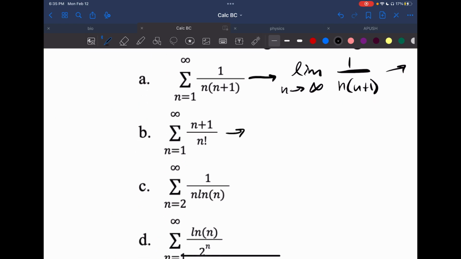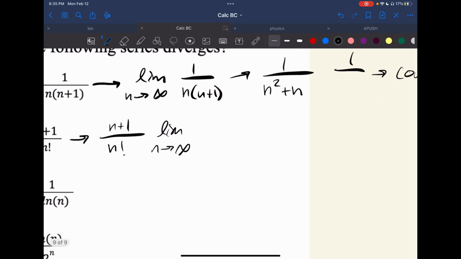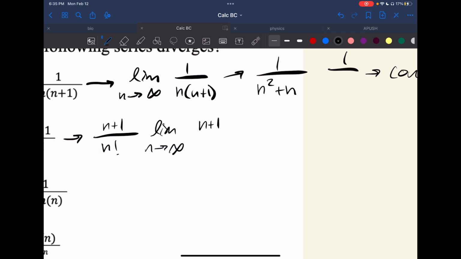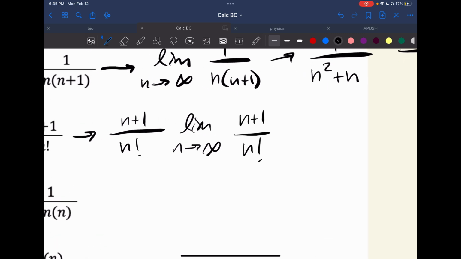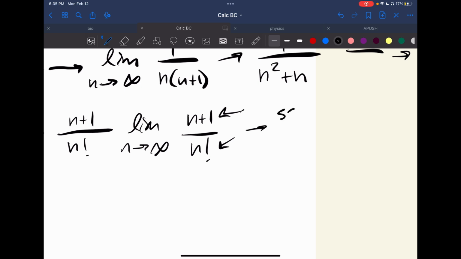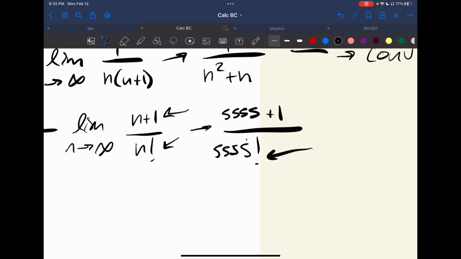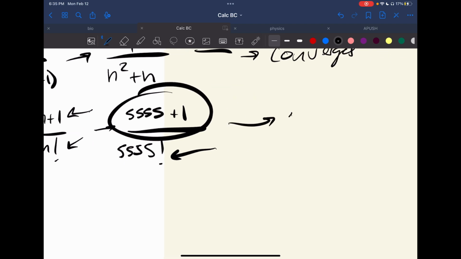And then for this equation, n plus 1 factorial. Just from looking at this, if we take the limit as n approaches infinity for n plus 1 factorial, this is going to be increasing way faster than this. Because let's say you put in 500 or a really, really big number, this is going to be way bigger than the top part. So we know that this also converges.